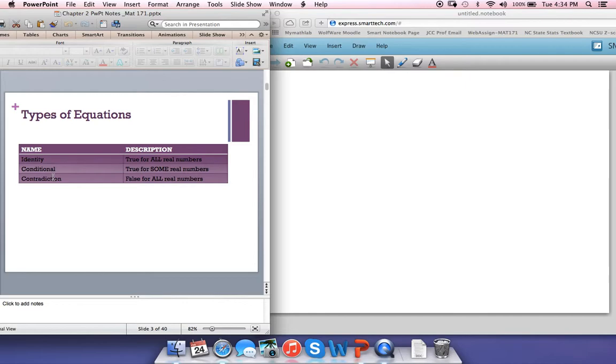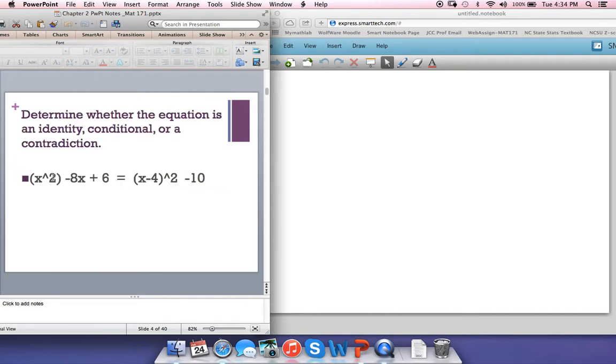And if you contradict, well, you're just wrong, right? If you contradict yourself, then you're not making any sense. Well, in mathematics, it's just saying that our equation, our final solution, is going to be false for all real numbers. So if I gave you 0 equals 3, well, does 0 equal 3? No, that doesn't even make sense. So that would be a contradiction. So we want to look at some examples here.